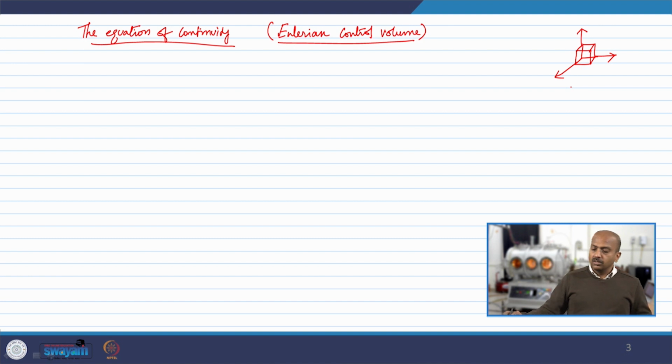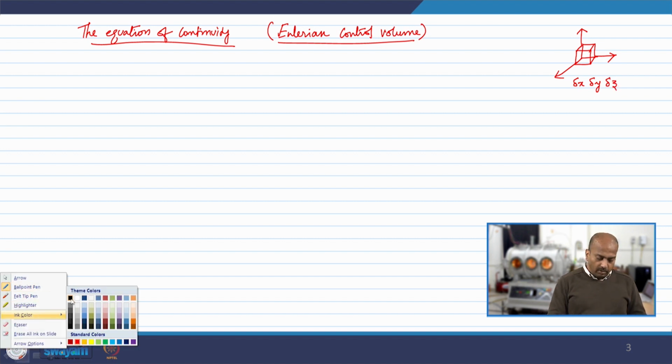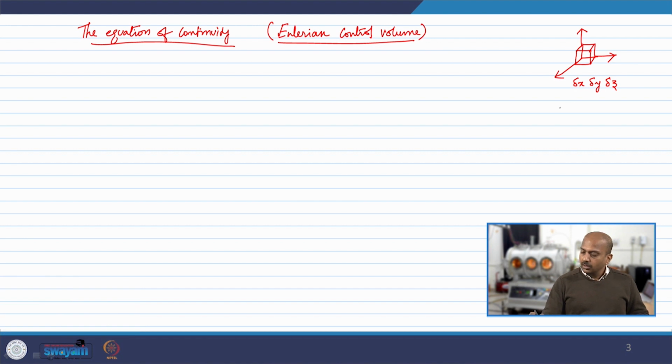So, since it is a fixed space, we can assume it to be having sides delta x, delta y and delta z, which means the volume of the fluid delta V is delta x, delta y, delta z. Now, in order to proceed further, we will define a parameter which is called mass flux. We are after all trying to conserve the mass, right. So, what is mass flux?